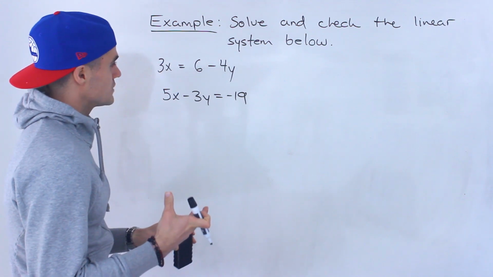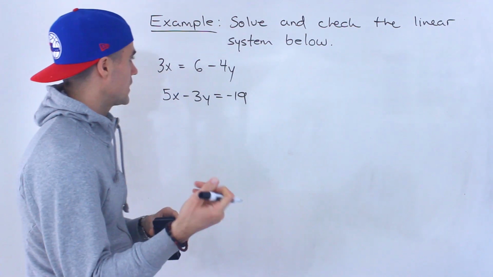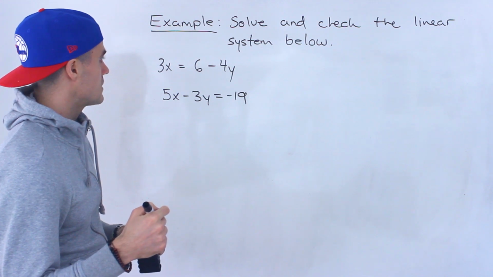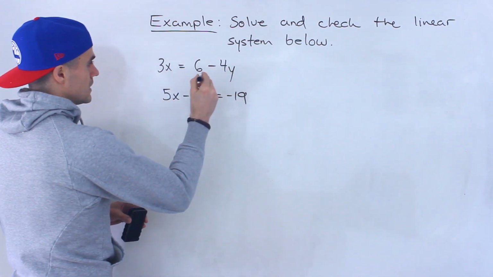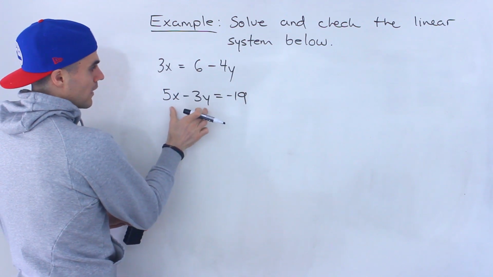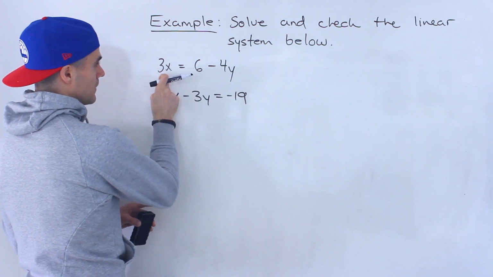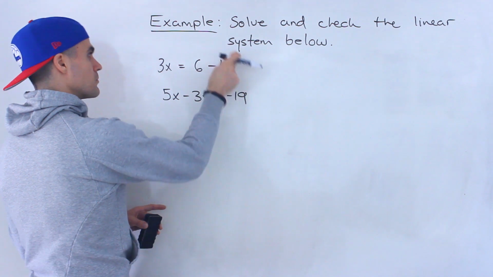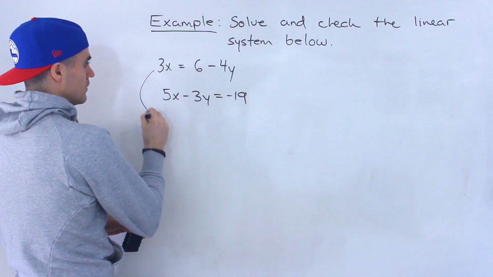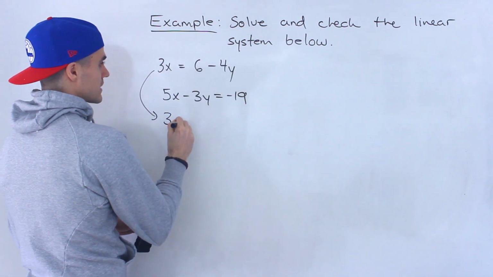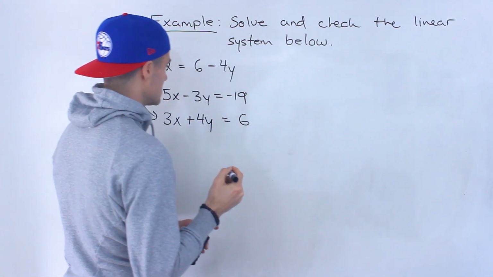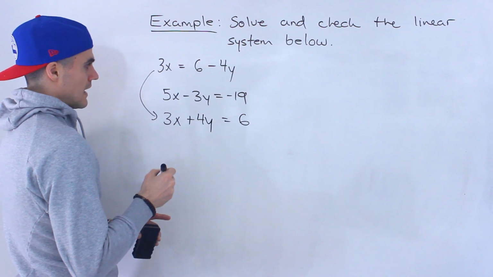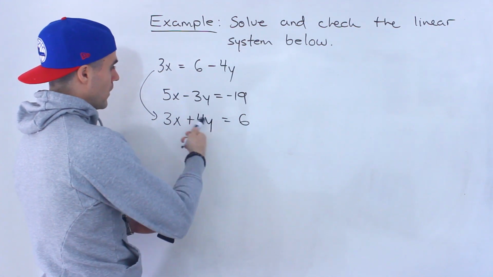A couple of different strategies we could use: you could do substitution or elimination. What I'm going to do is elimination, so I'm going to put these in the same format. Notice that the x and y are on one side for this line, but over here we have the x on this side and the y on this side. So I'm going to bring the negative 4y over, and I'll rewrite this as 3x plus 4y equals 6.